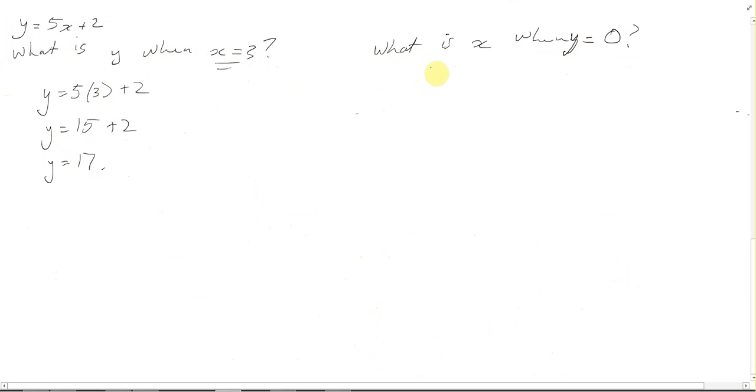Now for our second one, what is x when y is 0? It's the same thing, but this time we know that y is 0. So put 0 in for y: 0 equals 5x plus 2. Now we need to solve this. First we'll take away 2 from both sides, and then we divide by 5 from both sides. So that's x is equal to minus 2 on 5.